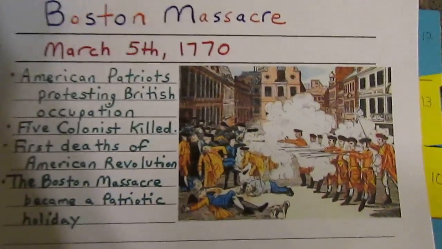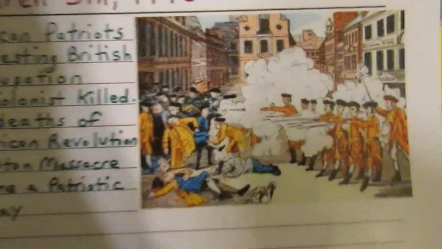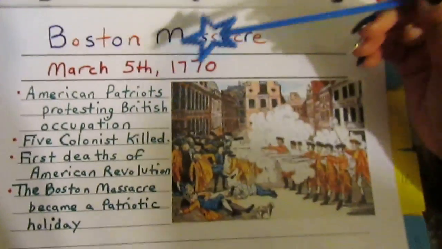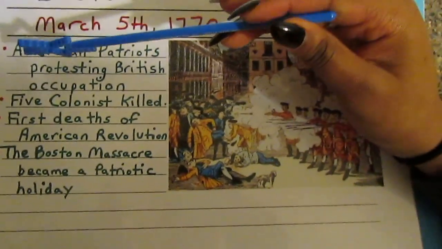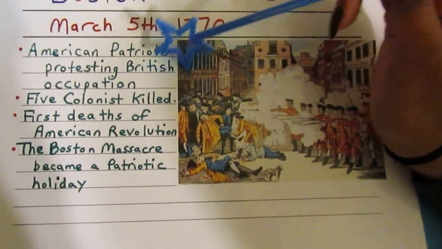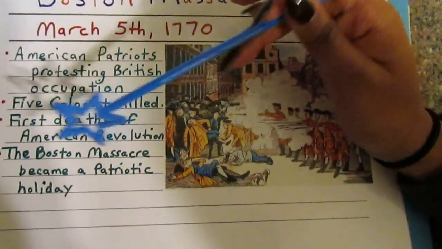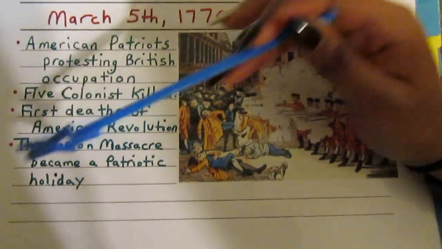The Boston Massacre became a major rallying cry for fighting the British, and it was held on March 5th, 1770. American patriots began protesting British occupation. There were 5 colonists who were killed, the first deaths of the American Revolution, and the Boston Massacre became a patriotic holiday.